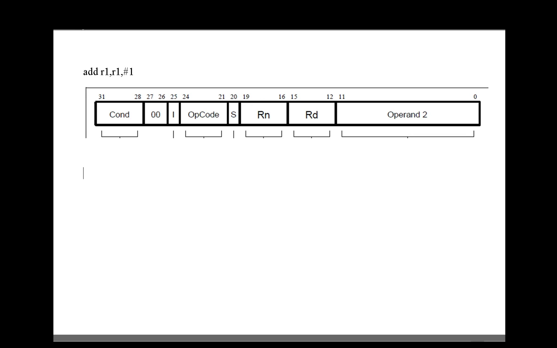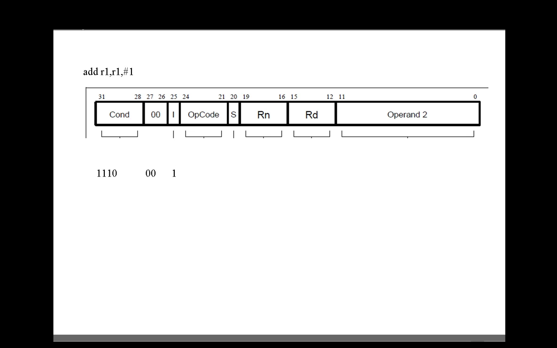If I take a look at this instruction, the most significant 4 bits indicate the condition. What is the condition here? It's the implicit AL. This instruction will always execute. So these bits are 1110, followed by the hard-coded value of 00, followed by this field, which indicates whether or not I'm using an immediate value. Indeed, I am using an immediate value, so that will be set to 1.